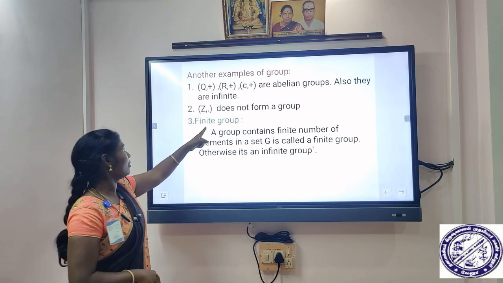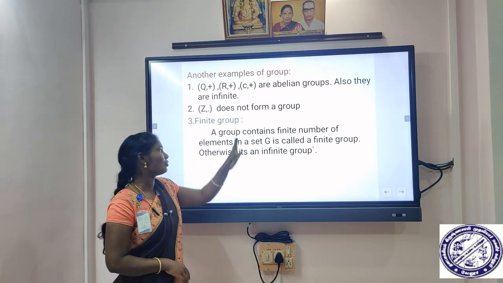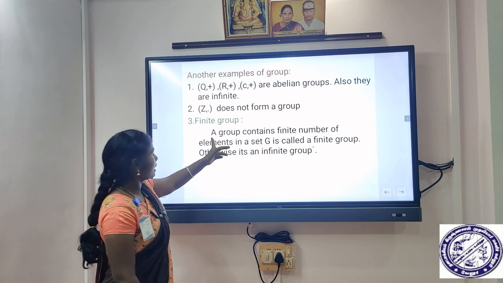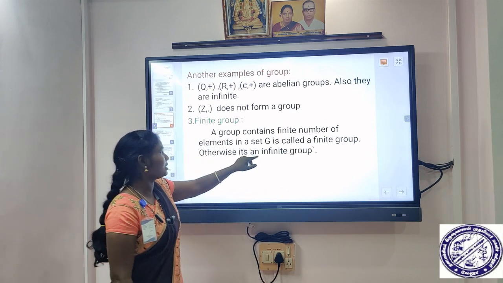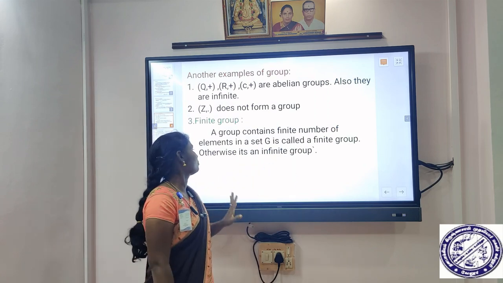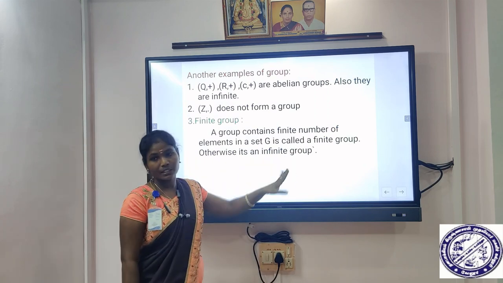Next definition is the finite group. A group containing a finite number of elements in a set G is called a finite group. Otherwise it is an infinite group.